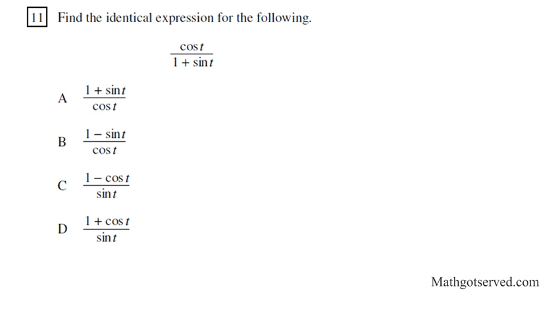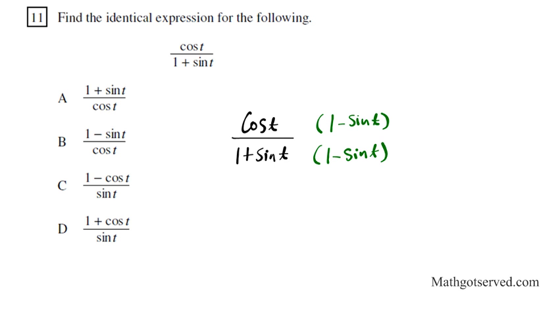Alright, moving along. Question 11 says find the identical expression to this. So we have cosine t over 1 plus sine t. I'm going to multiply by the conjugate. Why am I multiplying by the conjugate? I'll tell you in a minute. So 1 minus sine t over 1 minus sine t.